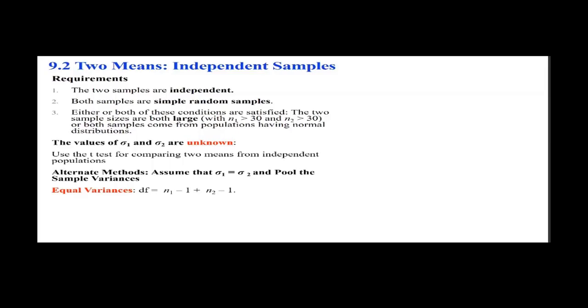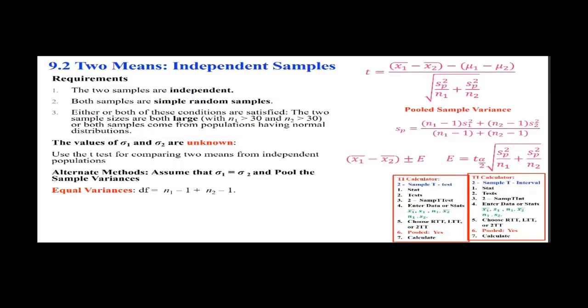What if we assume sigma 1 is equal to sigma 2 and pool the sample variances? If we go this route, then we have equal variances. Degrees of freedom is n1 minus 1 plus n2 minus 1, meaning they add up. In which case, look at the formulas that are different. The denominator has changed. It was s1 squared over n1 plus s2 squared over n2 under the radical, and now it's s sub p, known as the pooled variance.